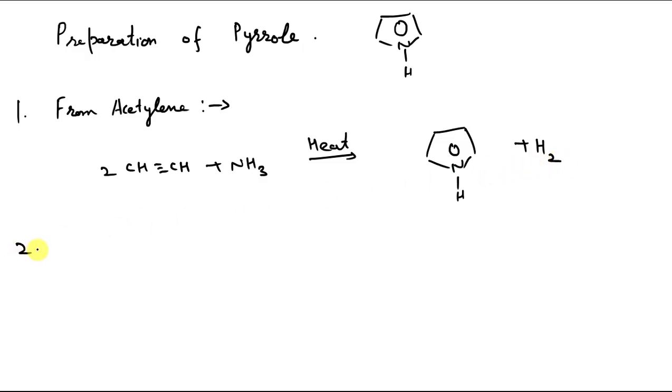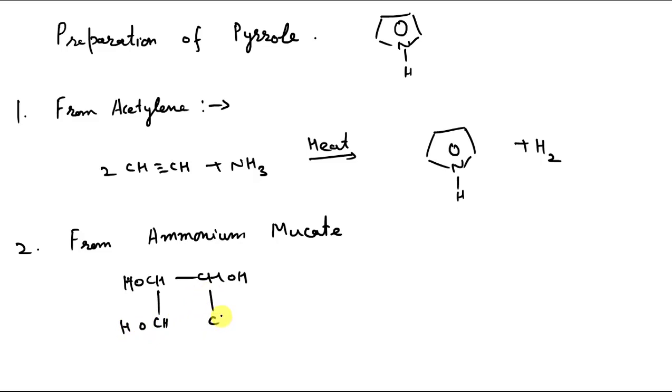Now the second method by which we can prepare this pyrrole is from ammonium mucate. So this compound: CHOH, CHOH, CHOH, CHOH, and then we have the ammonium salts at the terminal, CH2OH... COONH4. So this is your ammonium mucate. This compound is ammonium mucate.